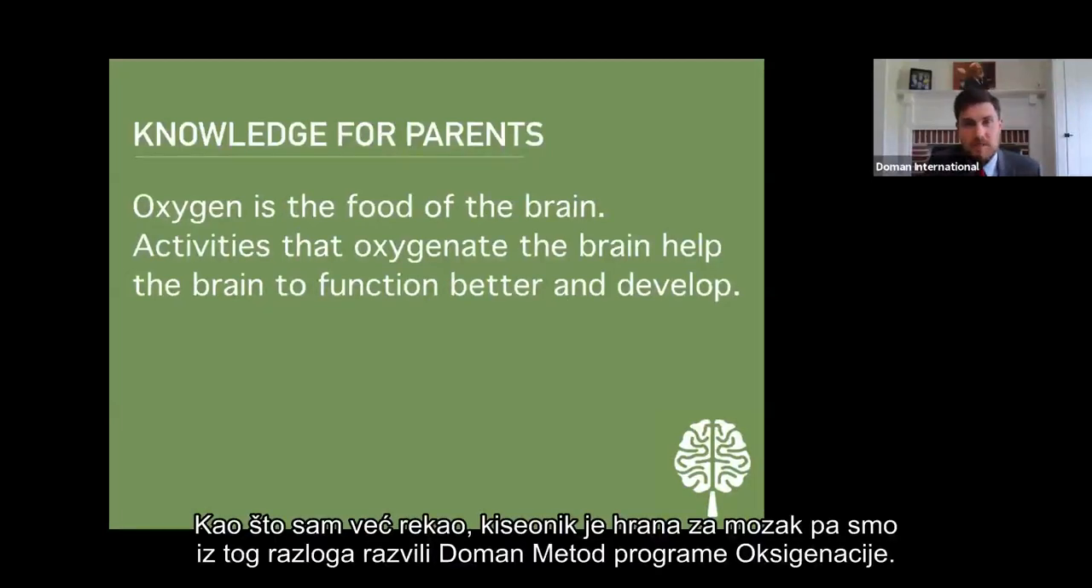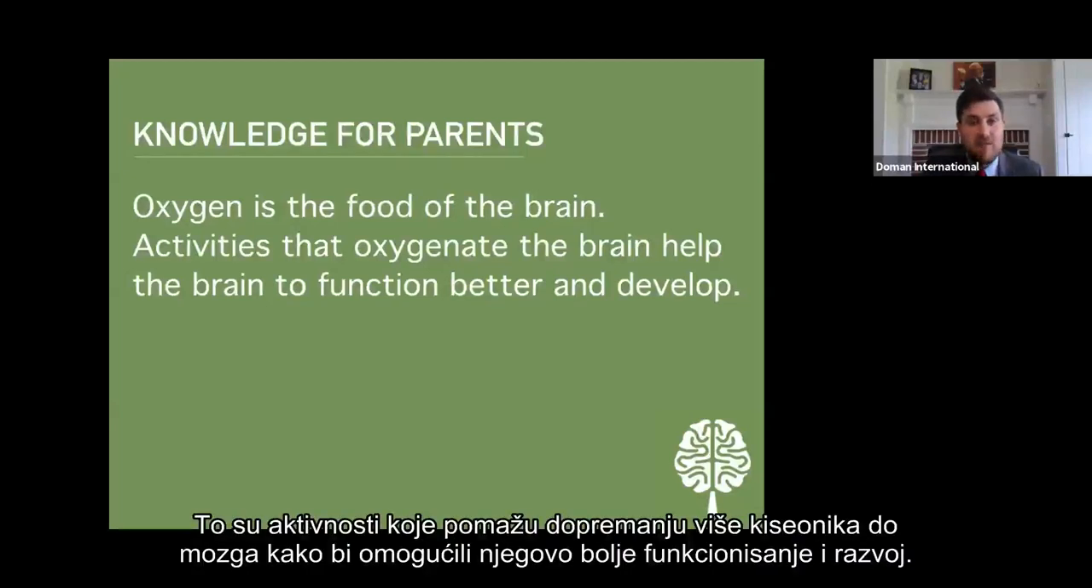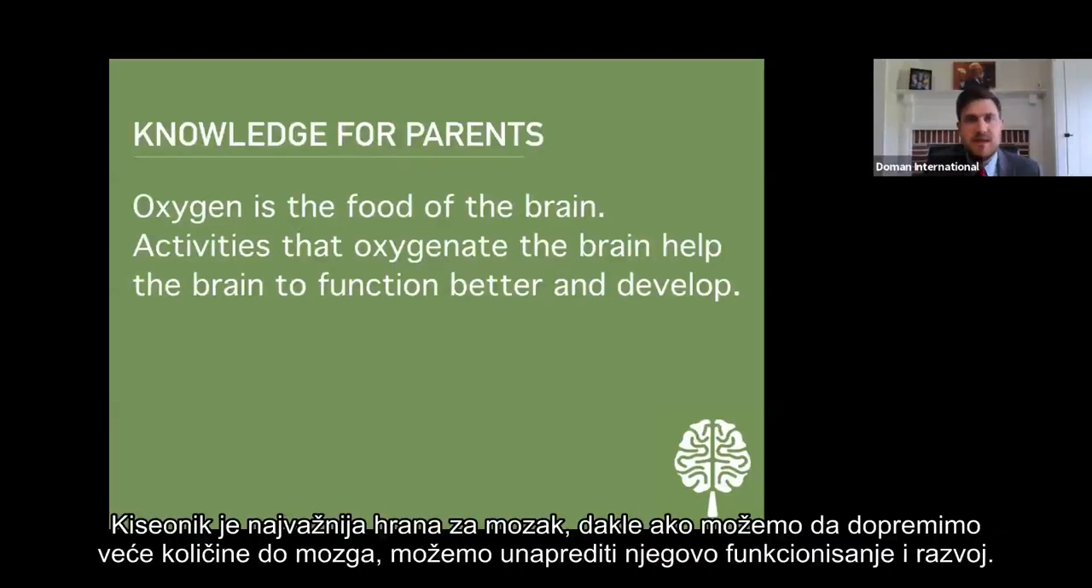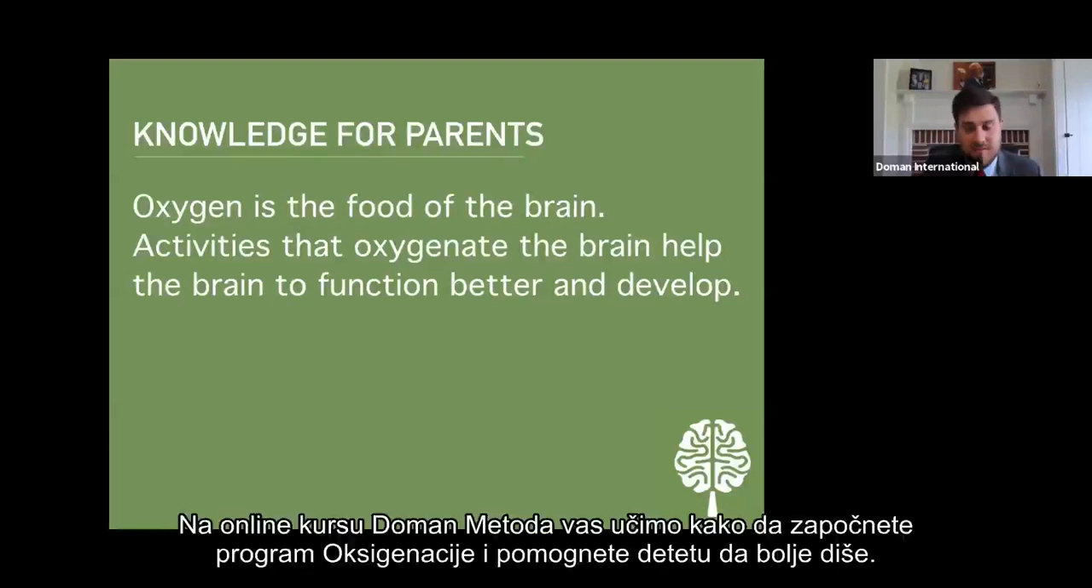As I said before, oxygen is food of the brain. And so for that reason, we have developed Doman Method oxygenation programs, which are activities that help deliver more oxygen to the brain to help the brain function better and develop. Like I said, oxygen is the most important food of the brain. So if we can deliver higher amounts of oxygen to the brain, we can improve how the brain functions and develops. And in the online Doman Method course, we teach you how to begin the Doman Method oxygenation program to help a child breathe better.